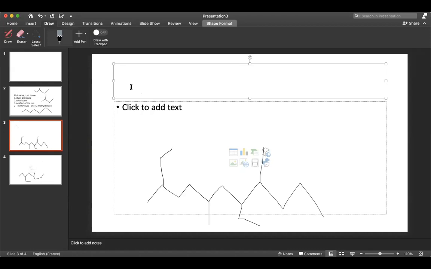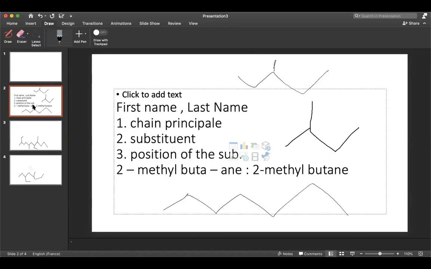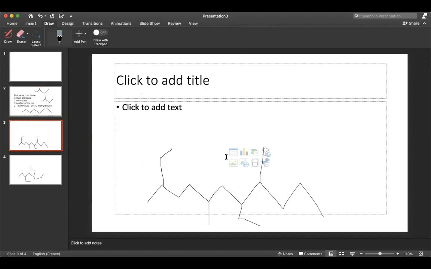Rule number 1 is la chaîne principale. Then we go now to substituents. We have a lot of substituents. Who was that? Was it Musonda something who asked this question? So we are going to now look at different substituents.